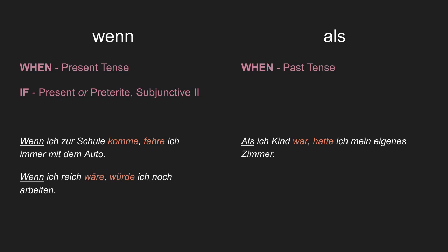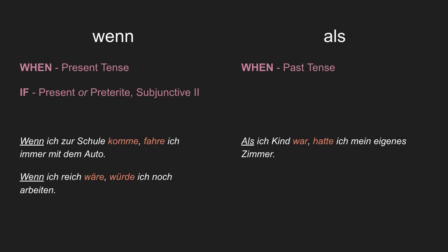So, als ich Kind war, hatte ich mein eigenes Zimmer. So in this sentence, we have just the past tense, in this case preterite, and we again are using the subordinate conjunction, therefore the subordinate clause at the beginning of the sentence, and you'll see both verb moves in this sentence as well.